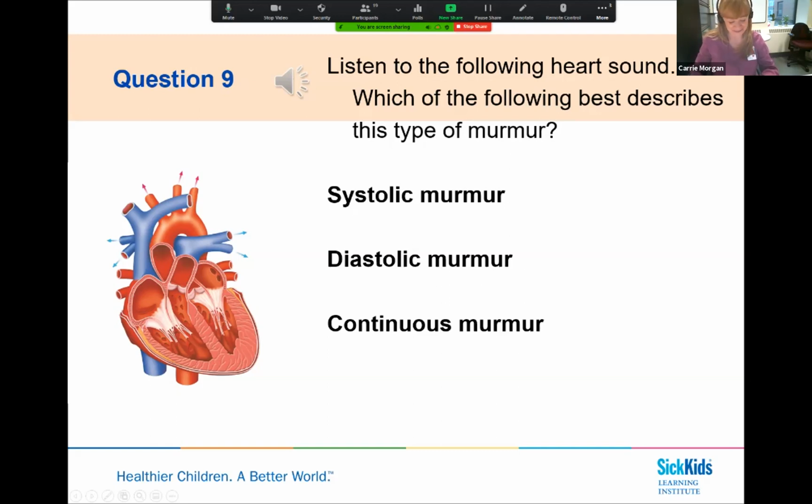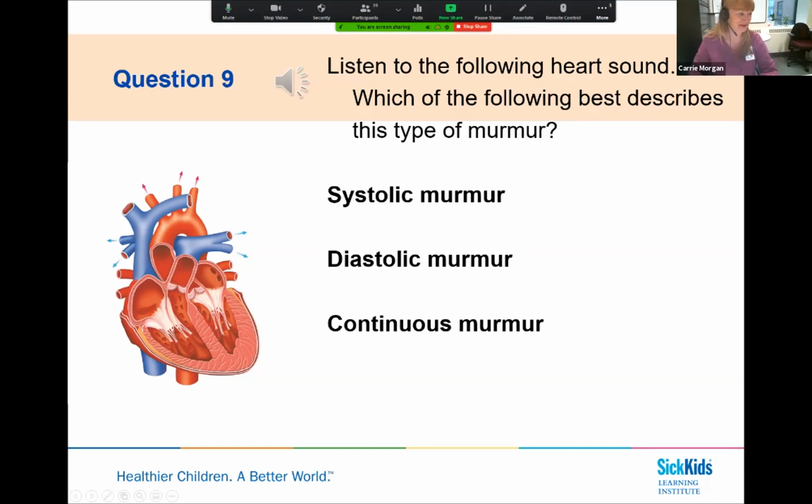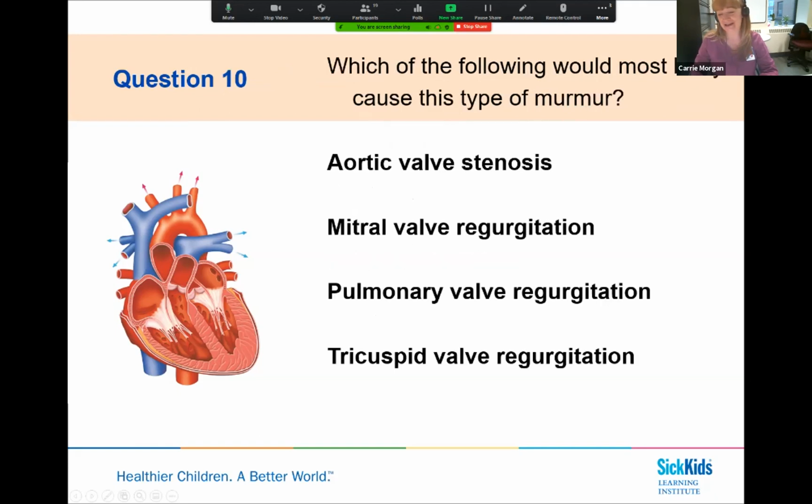So what kind of murmur, let's just do a call out. What kind of murmur is that one, do you think? I can play it again. Diastolic. Yeah, so that's a diastolic murmur. You can hear the murmur starts at the dub, right? Lub dub, and you hear it start after the dub. Okay, so our last question: which of the following would most likely cause this type of murmur, a diastolic murmur?